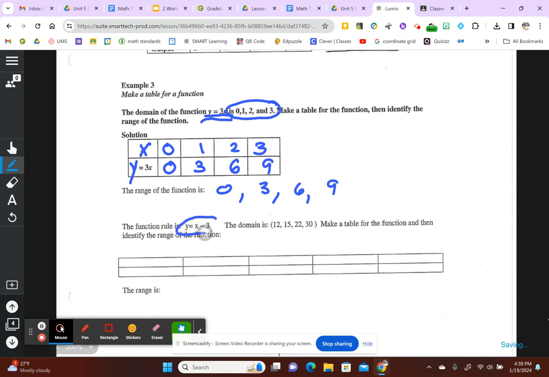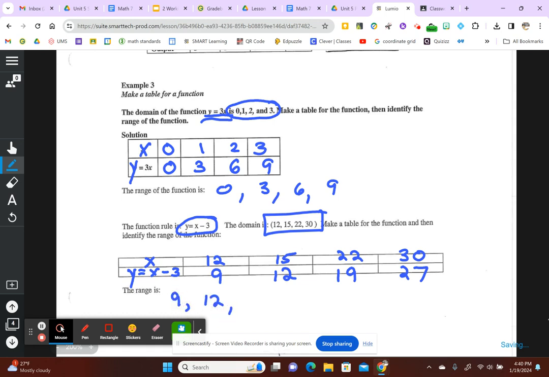Now, my next one says my function rule is y equals x minus 3. So I put that here, y equals x minus 3, and I put x here. Then it gives me my domain. I put my domain values here. And now I apply the rule to find the range. So 12 minus 3 is 9, 15 minus 3 is 12, 22 minus 3 is 19, and 30 minus 3 is 27. So my range is 9, 12, 19, 27.